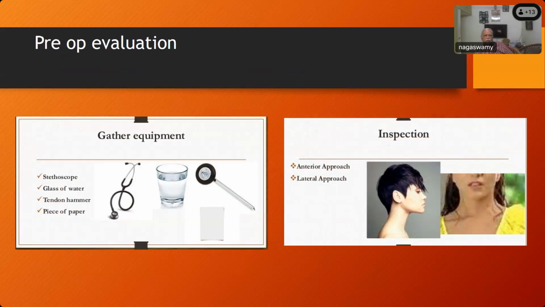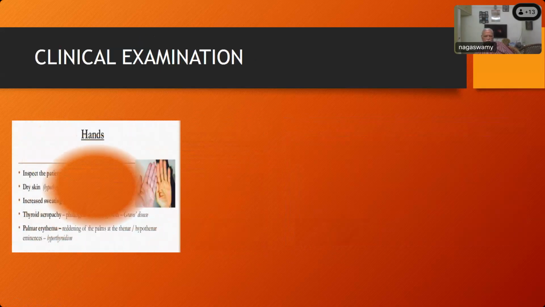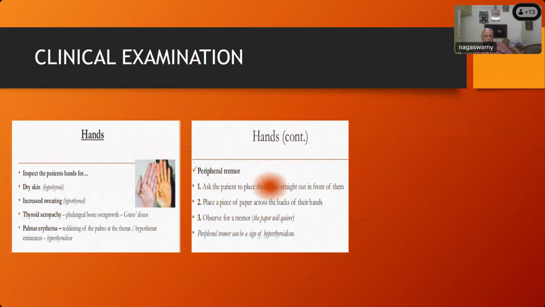Now, this is the equipment that you need for auscultating over the gland, to assess the deglutition movement, and the knee jerk to find out the status of the musculoskeletal system. You have to go for an anterior and lateral approach, as well as look at the hands of the patient.